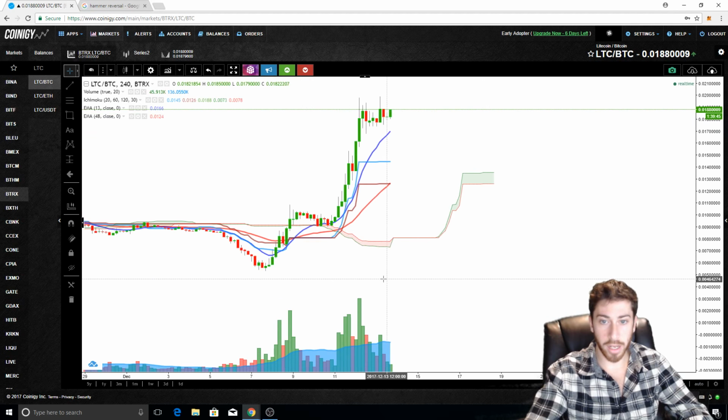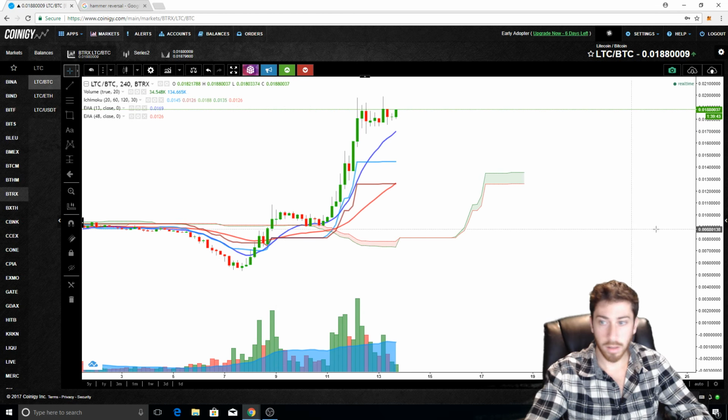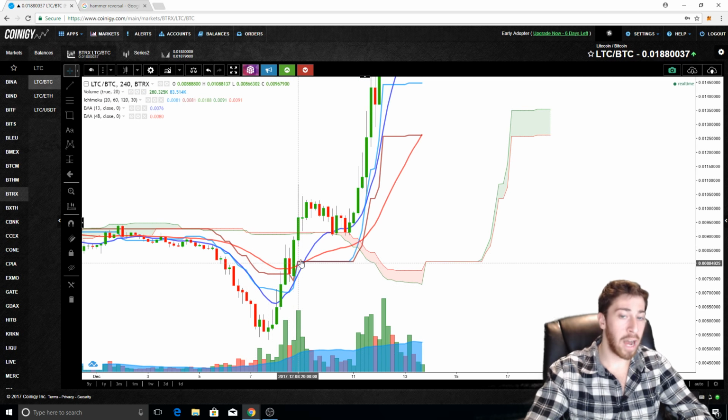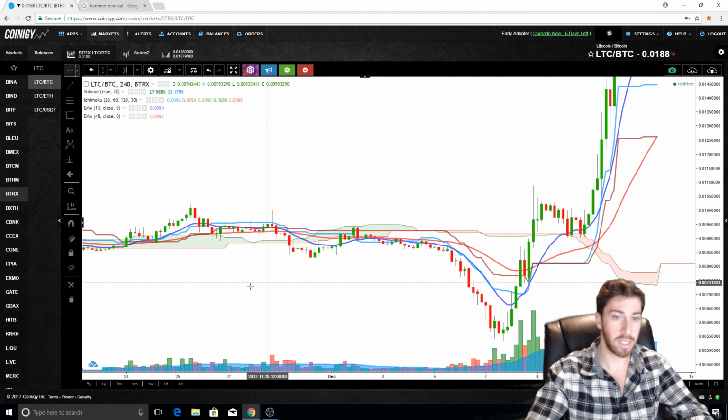So for example, right here, I would buy right here. I'm more of a high risk trader. There's other people who won't buy until it makes it through these clouds. These clouds are really thin, so they're not much resistance.